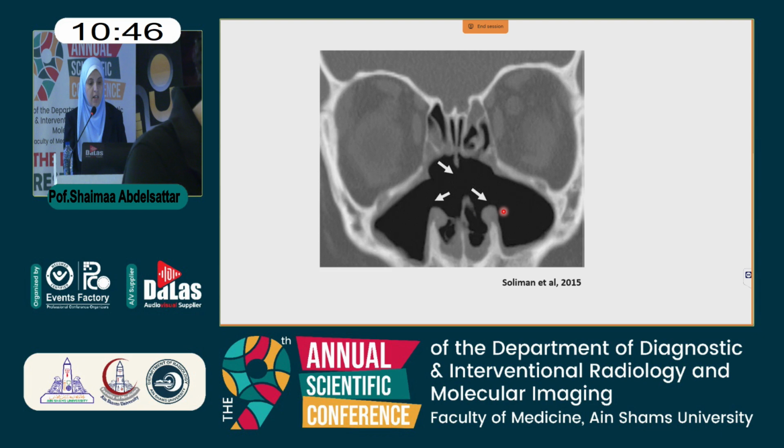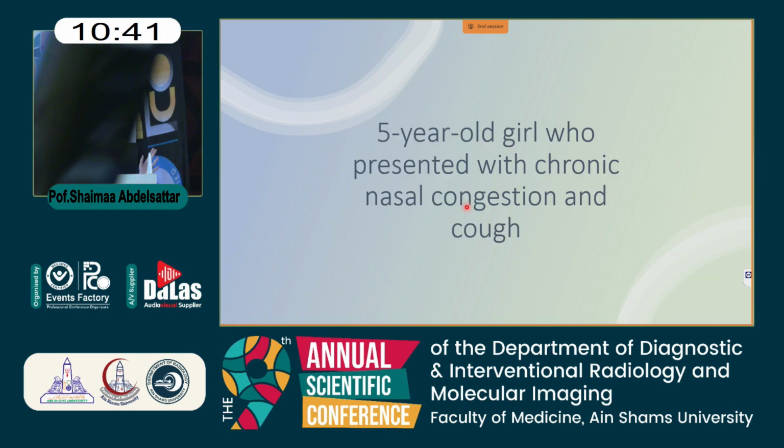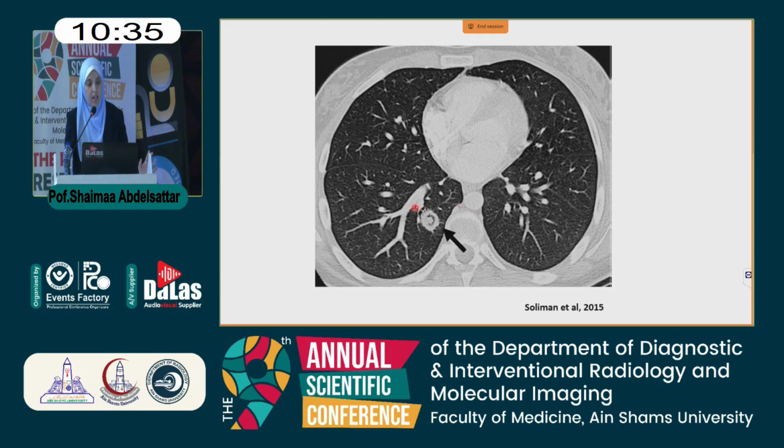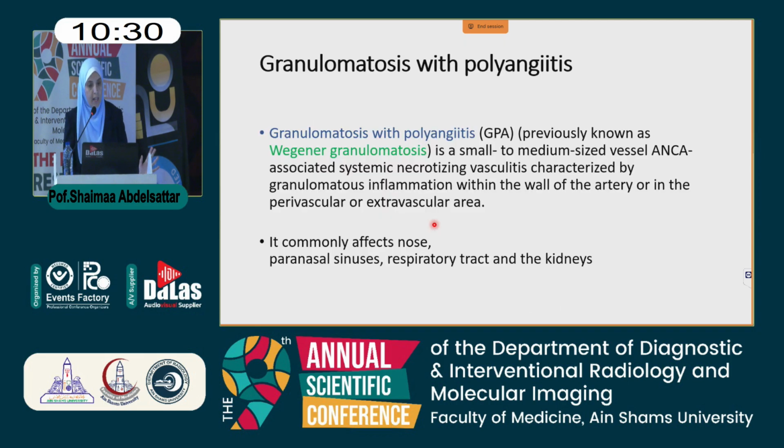Another case of a 9-year-old girl who presented with nasal congestion, cough, and repeated episodes of chest infection. We can see here the nasal septum is missing. Another similar case, a 5-year-old girl presented with chronic nasal congestion and cough. We can see here a granuloma or nodule in the right lower lobe. This is a case of granulomatosis with polyangiitis.